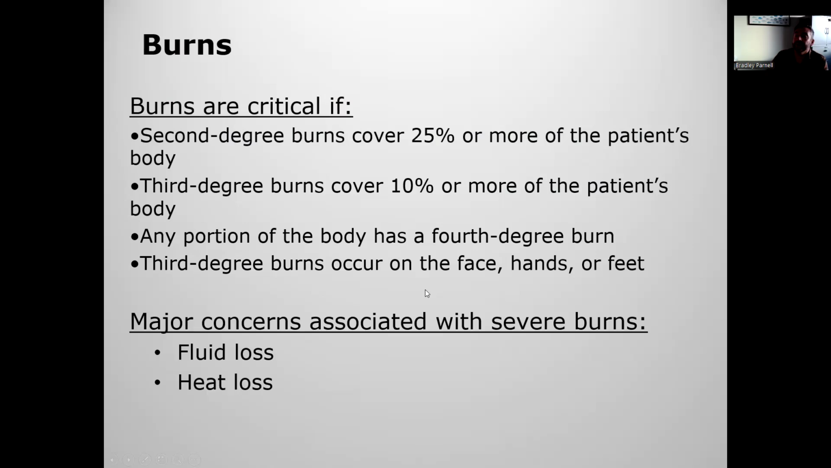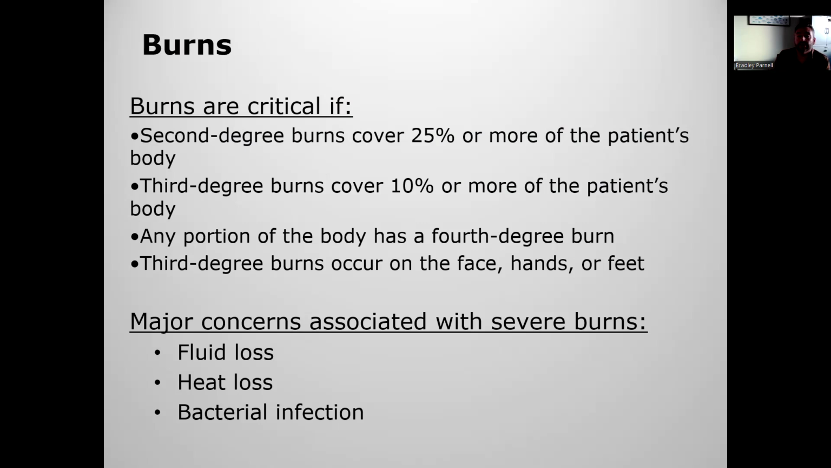We have different manners to tell if a burn is critical or not. Basically, if the body is covered at least 25% or more in second degree burns, then it's considered critical. If the body is covered 10% or more of third degree burns, then it is considered critical. And then I didn't mention it on the last slide, but if you ever get a fourth degree burn, which means it's burned all the way to the bone, then all of that's going to be critical, no matter how much of the body is covered. Again, major concerns are fluid loss, heat loss, as well as bacterial infection.